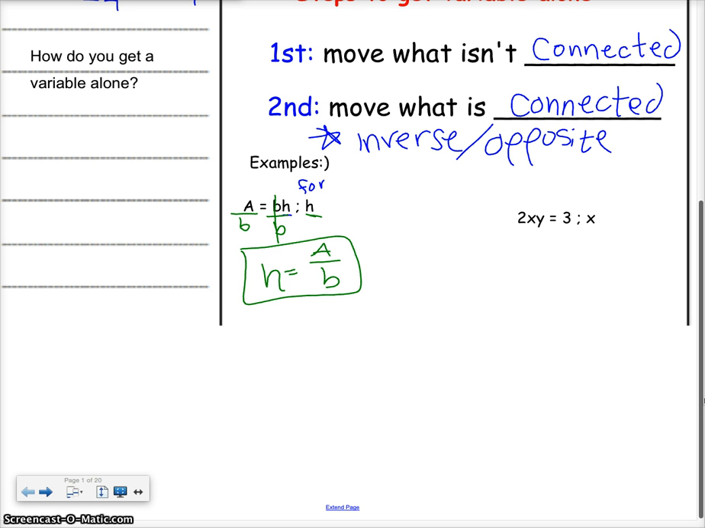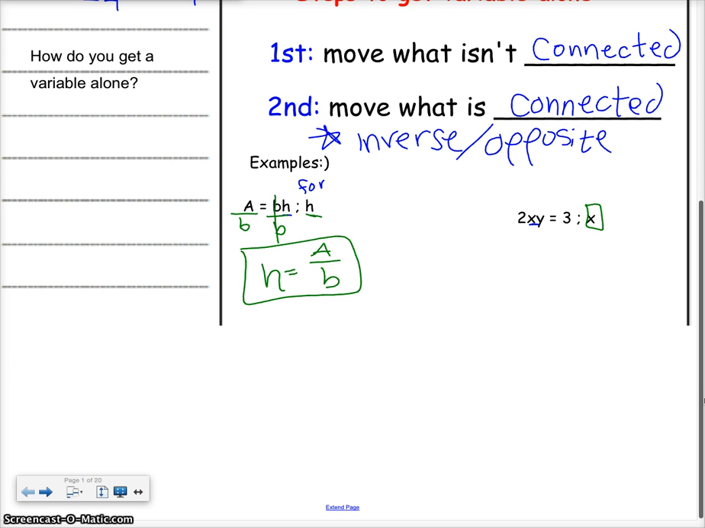Okay, so next one, I have 2xy equals 3. I want to solve for x, so I want to get x alone. I'm going to underline what I want all by itself. So what is by the x? What do I need to move? The 2 and the y. I want you to move them both at the same time. If they're being multiplied or sticking to it, it's going to be really confusing if you move one at a time. So here I need to move the 2 and the y.